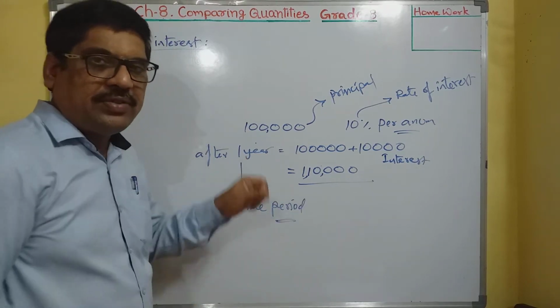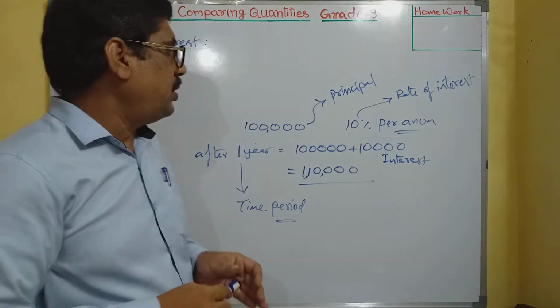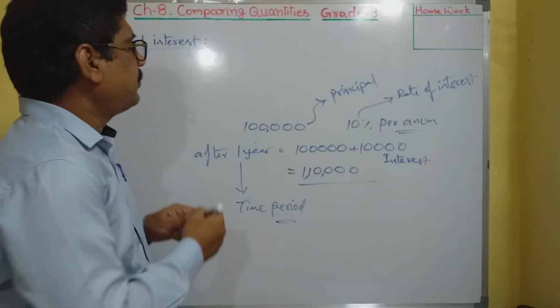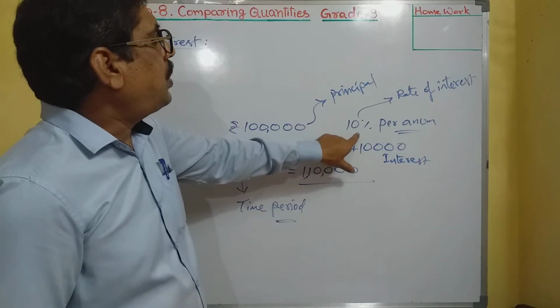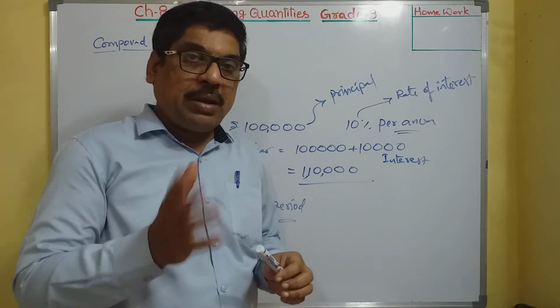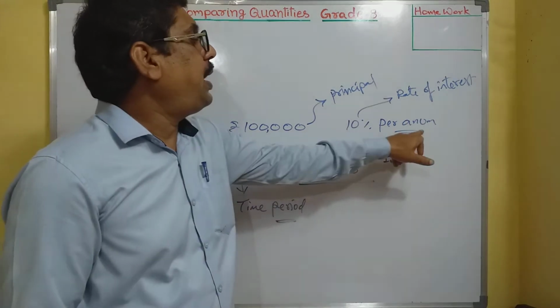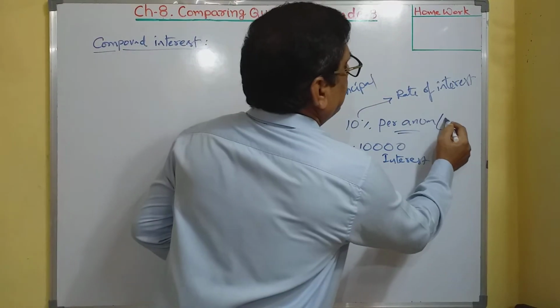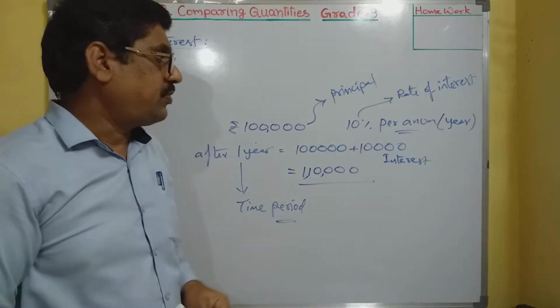So I'll explain this example once again. If you have deposited 1 lakh rupees in a bank or in a post office for the rate of interest 10%, means the bank people agreed to pay the interest 10% per annum, means per year. Okay, per 1 year they are ready to pay 10% interest.